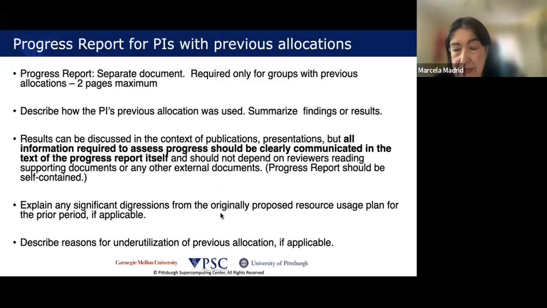Explain if there have been any changes from the original proposed resource or any delays for some reason. In that case, describe the reason for underutilization of the previous allocation.